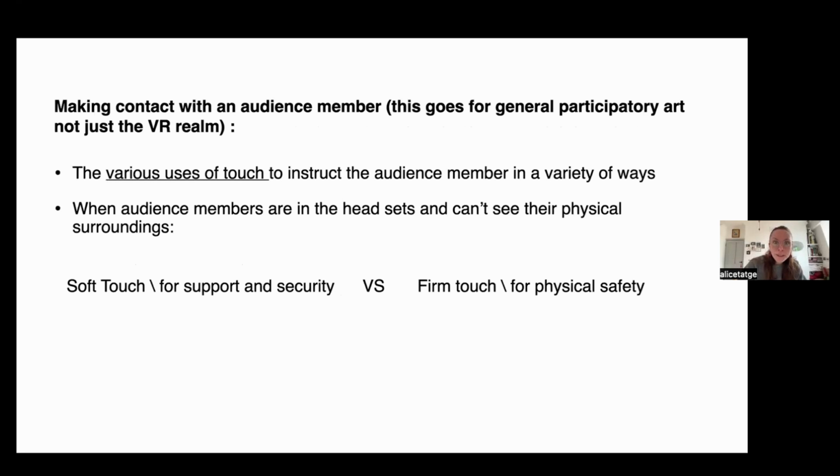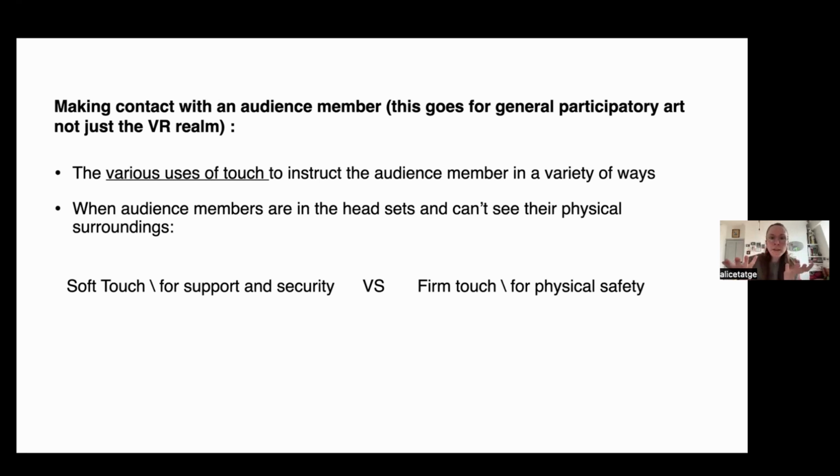If you do make contact with an audience member, but this goes in general with any participatory work, taking a little bit of time exploring maybe various uses of touch. I mean, I would love to have you in a room and work with you physically, but in the lack of that, maybe take a moment when you finish this workshop or in your own time or whenever is suitable for you to think about your relationship to touch and the various uses of touch in terms of soft touch versus firm touch.